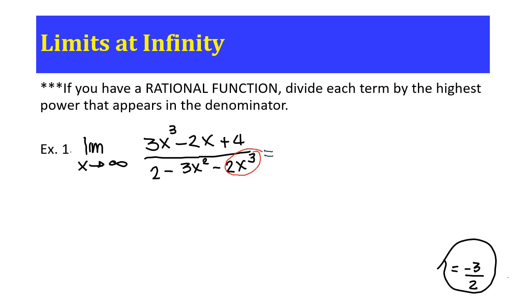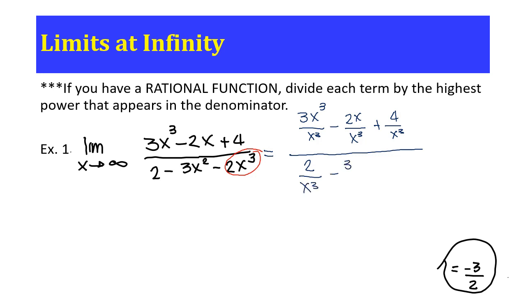Let's use a blue pen to distinguish. 3x cubed over x cubed minus 2x over x cubed plus 4 over x cubed, all over 2 over x cubed minus 3x squared over x cubed minus 2x cubed over x cubed.